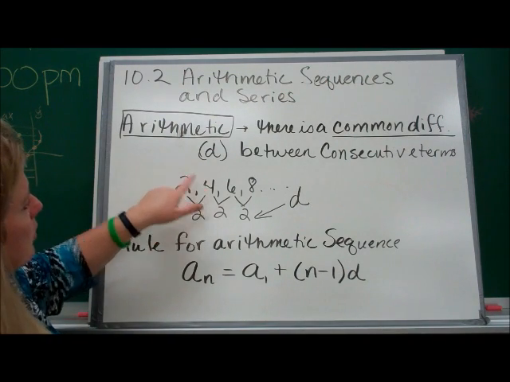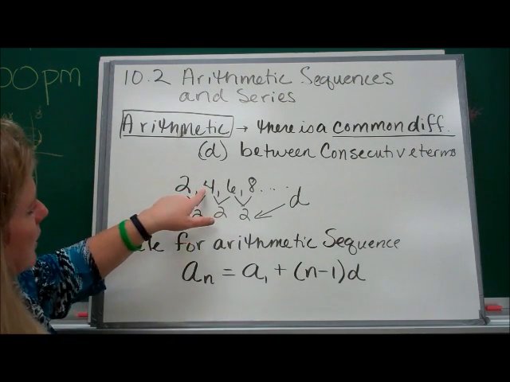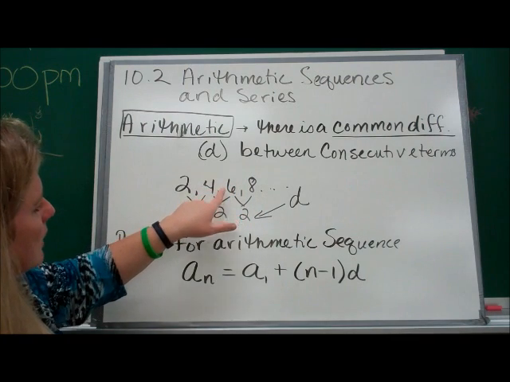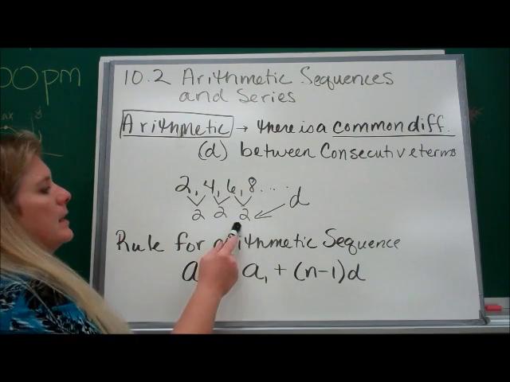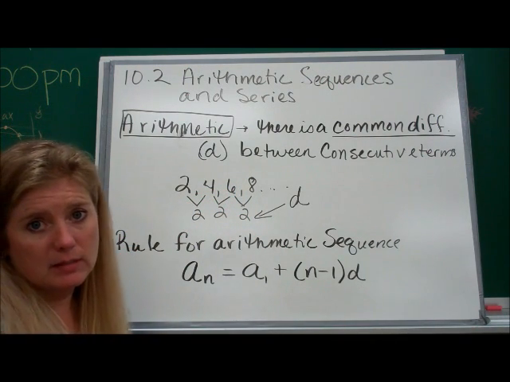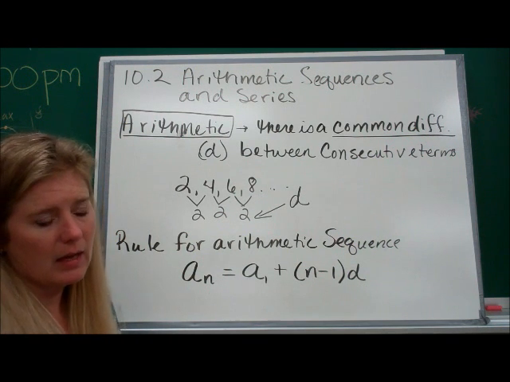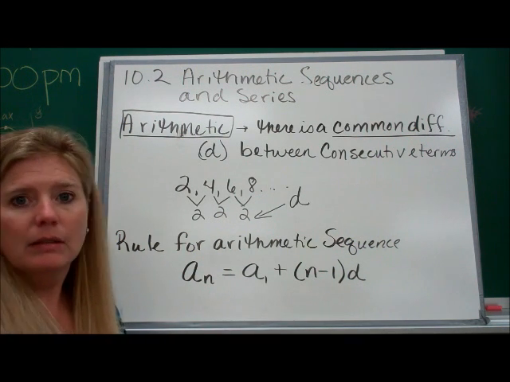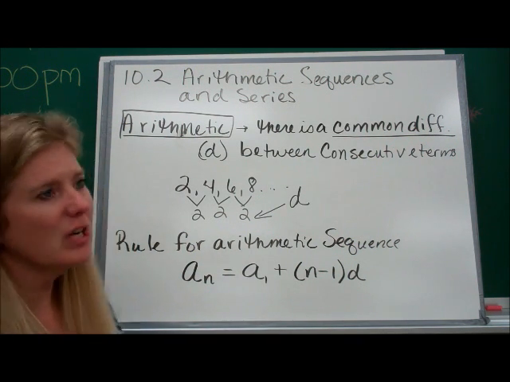What we're doing is 4 minus 2, that's 2. 6 minus 4, that's 2. 8 minus 6, that's 2. This is your common difference. That's important. That means this has a special relationship. It's linear, first degree.